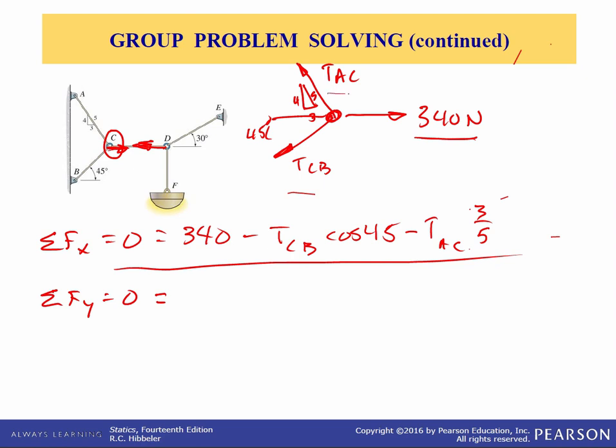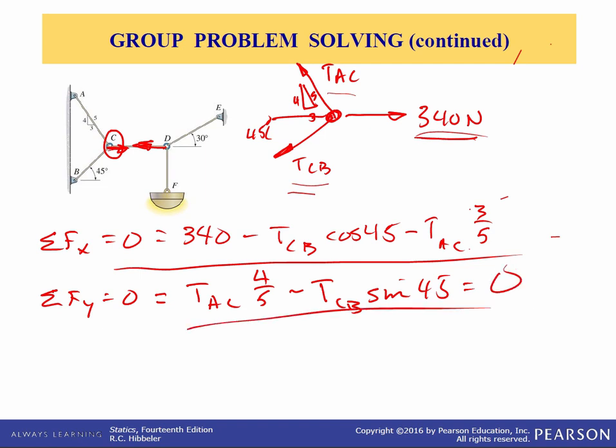So in the y direction we have TAC is positive, it's in the second quadrant, so T sub AC times 4/5. And then TCB, it's in the third quadrant, so its y component is negative, TCB times the sine of 45. And the 340 newton force is all in the x direction, so it doesn't come into play in the y direction. So now we have two equations and two unknowns, and when you solve for them, we get the tension in BC is 275 newtons, and the tension in AC is 243 newtons.